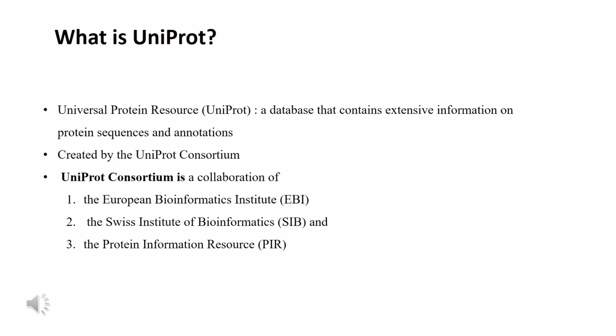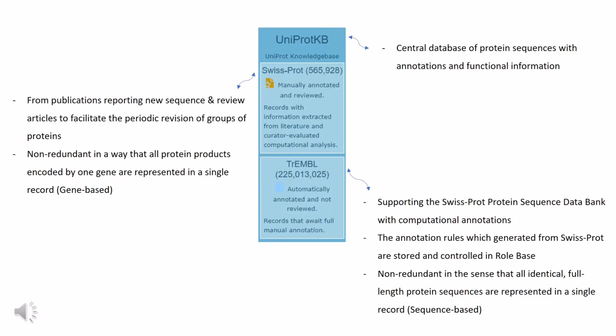Universal Protein Resource, or UniProt, is a database that contains extensive information on protein sequences and annotations. It is curated by the UniProt Consortium, which is a collaboration of the European Bioinformatics Institute, the Swiss Institute of Bioinformatics, and the Protein Information Resource. UniProtKB is a central database of protein sequences with annotations and functional information.